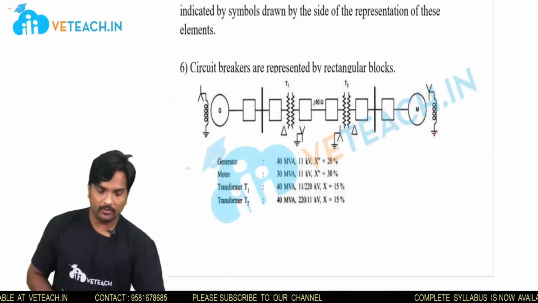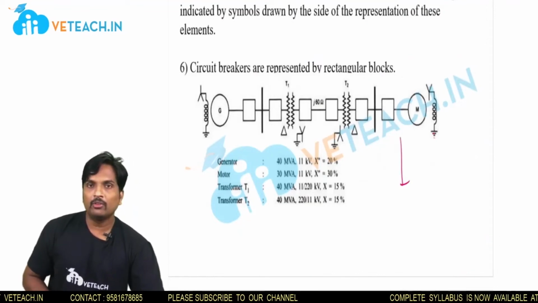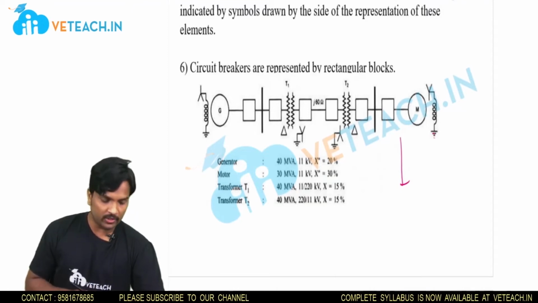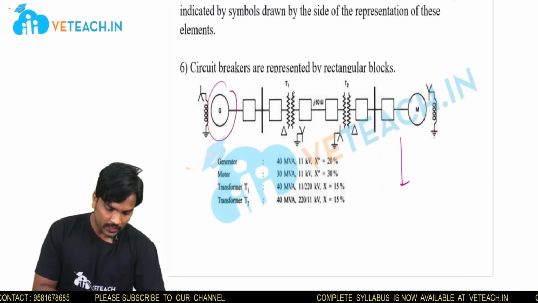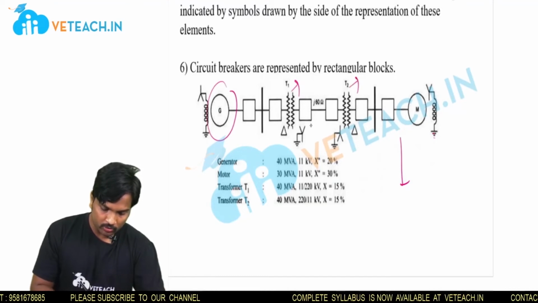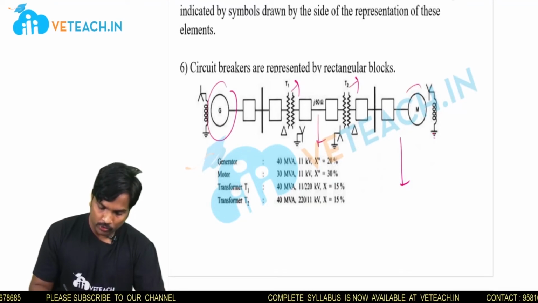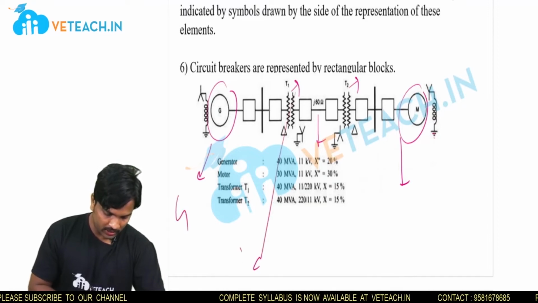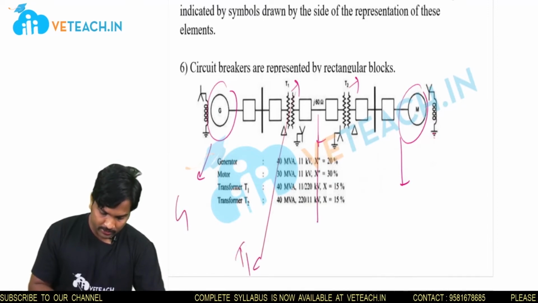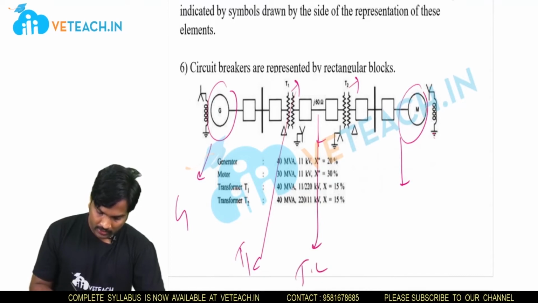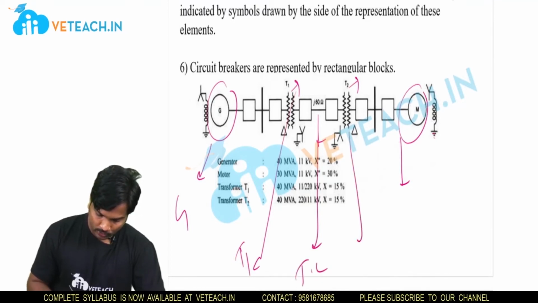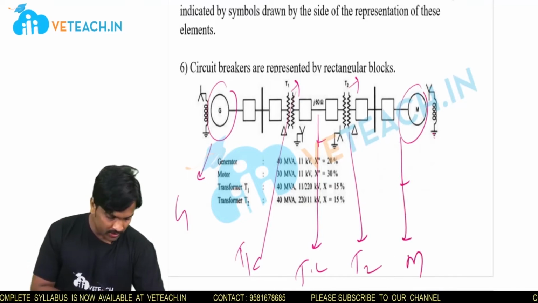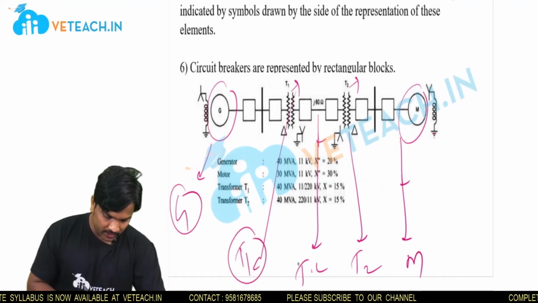This is the single line diagram. For this single line diagram, we have drawn the impedance diagram. In the single line diagram, what components are present? Generator, transformer T1, transformer T2, transmission line, motor. First, this is generator G, this is transformer T1, this is transmission line, this is transformer T2, and this is motor. So these things we have represented in the impedance diagram.